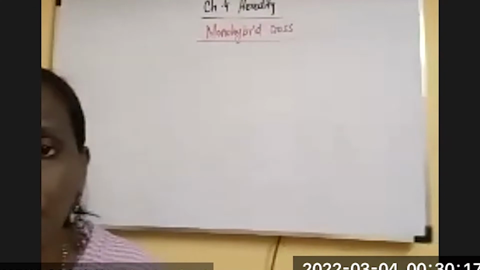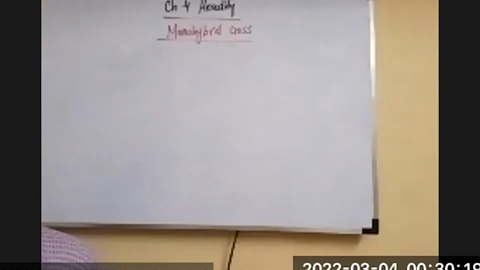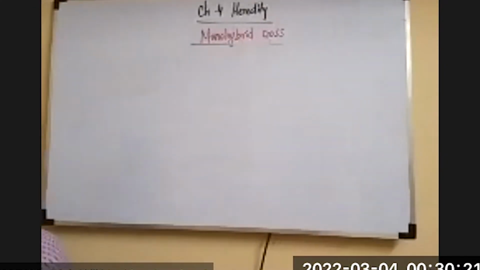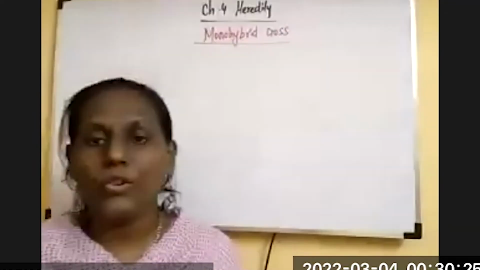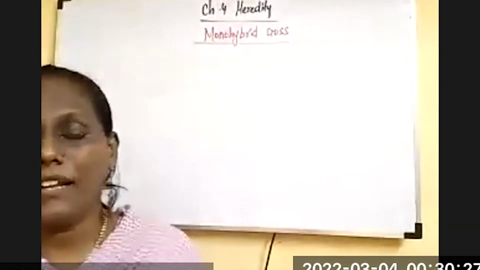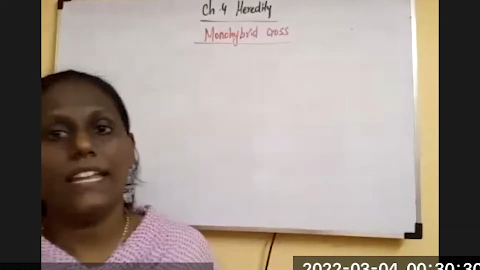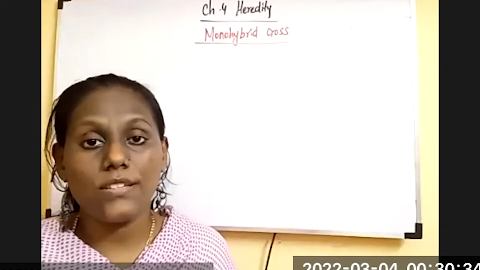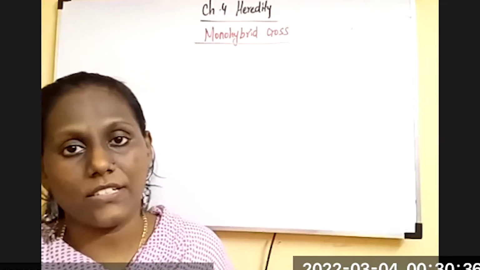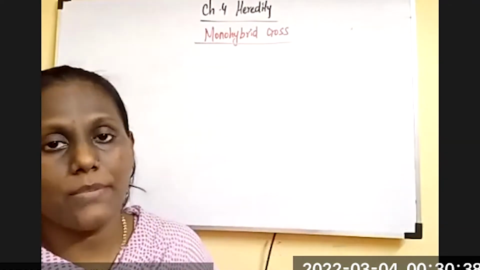Yeah, good morning, children. So today we are going to see about the monohybrid cross. A monohybrid cross is said to be the crossing over between a single character. So that is said to be the monohybrid cross.